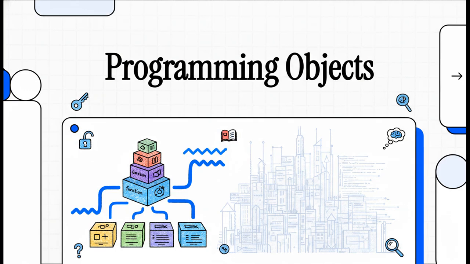All right, let's dive in. Today, we're going to break down one of the most fundamental concepts in all of programming, the object. You can think of it as the ultimate digital organizer for your code. And trust me, by the end of this, you'll see exactly why they're so powerful.